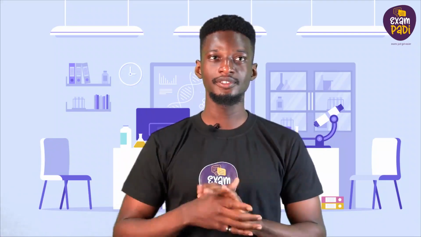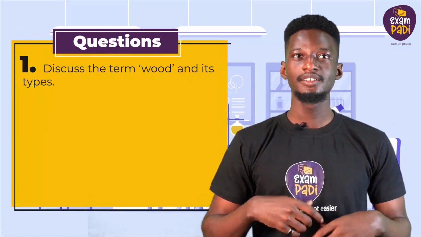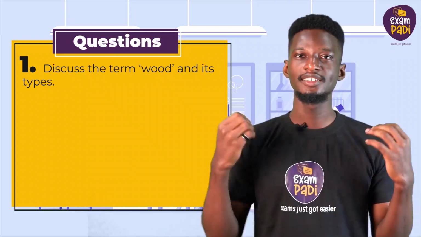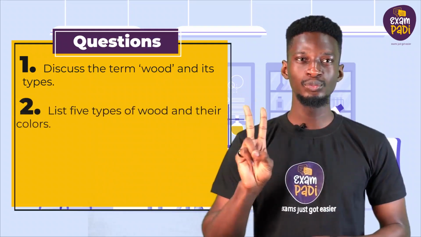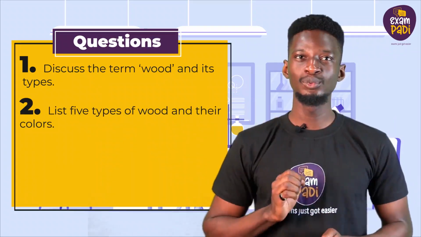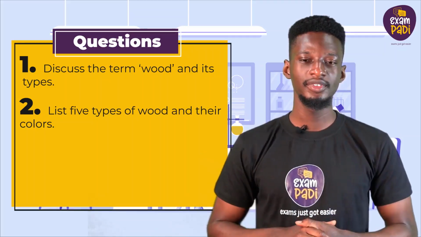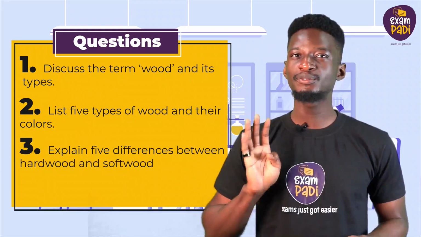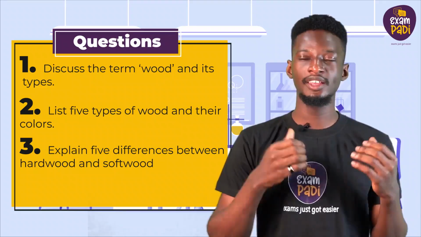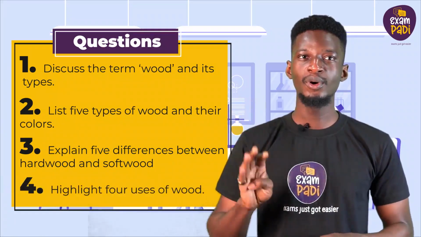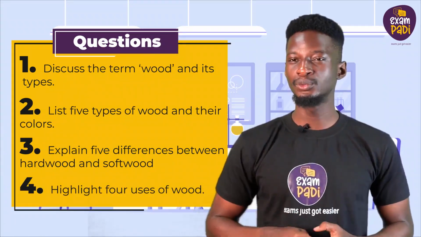Try out the following questions. Number 1. Discuss the term wood and its types. 2. List 5 types of wood and their colors. 3. Explain 5 differences between hardwood and softwood. 4. Highlight 4 uses of wood.